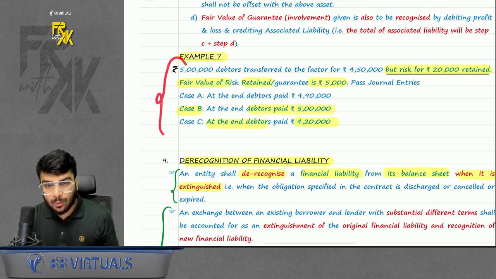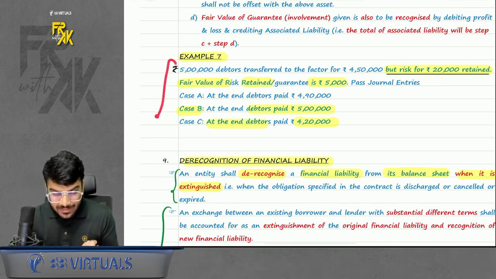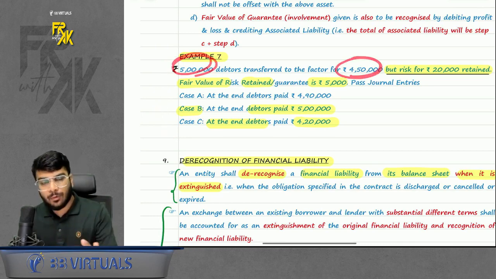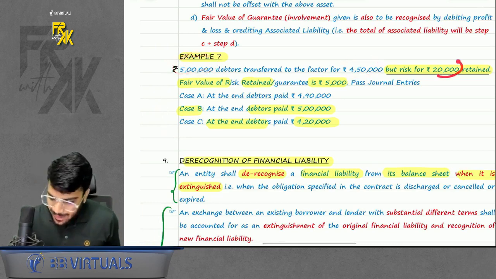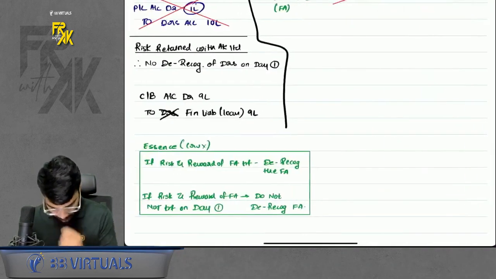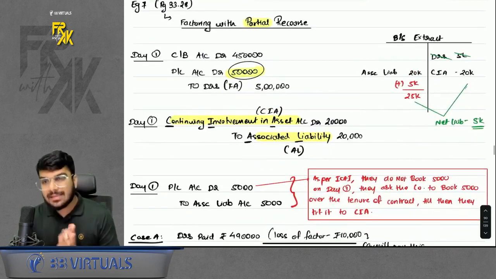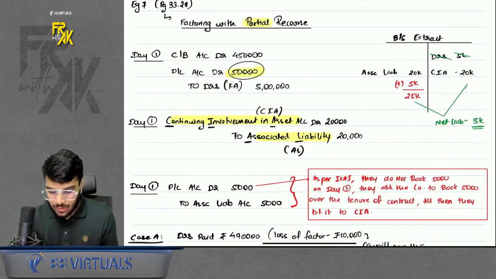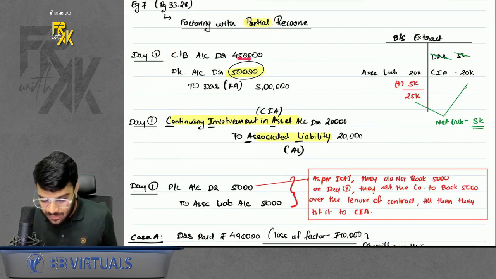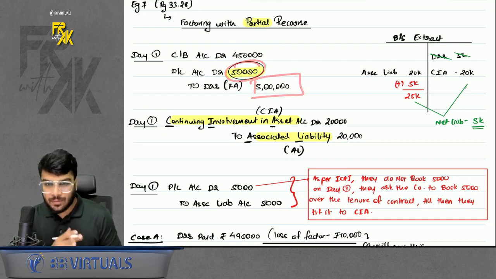Now, how is the accounting to be done in this case? So I will take this example as a base. Let's say debtors were worth 5 lakhs and the factor paid me 4,50,000 for those debtors. The risk I retained is 20,000 and the fair value of this risk is 5,000 respectively. And there are 3 cases given. Let's discuss the accounting on day one. First of all, in partial recourse, you will de-recognize the full financial asset. So whatever proceeds you received, you will record it. You will remove the financial asset and record the difference in profit and loss.